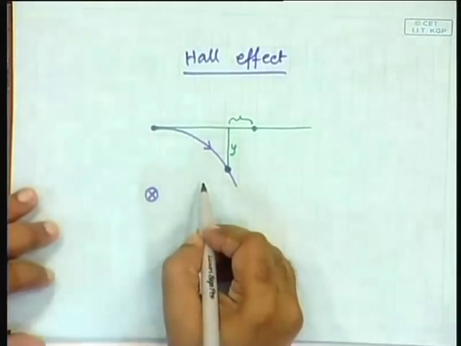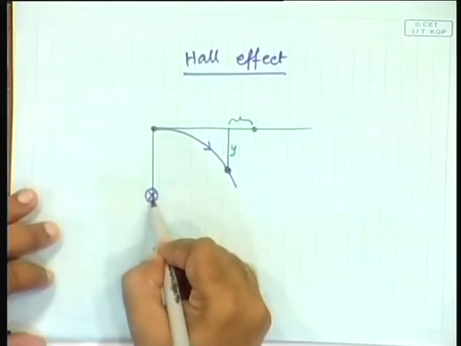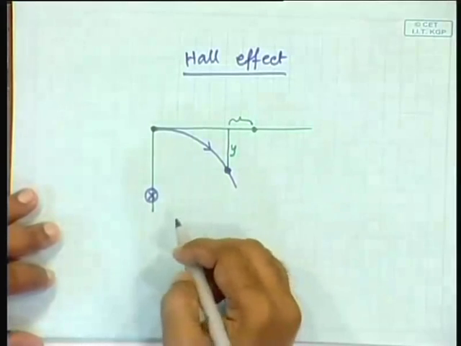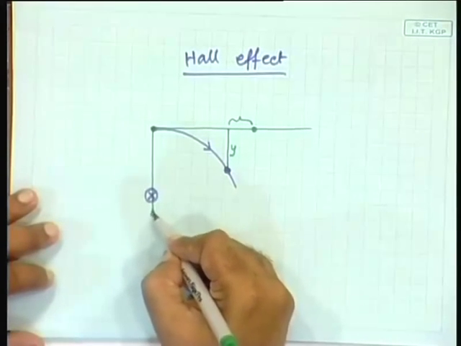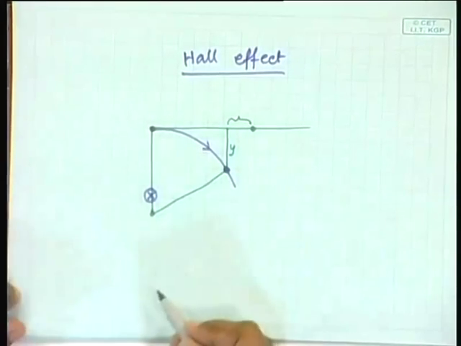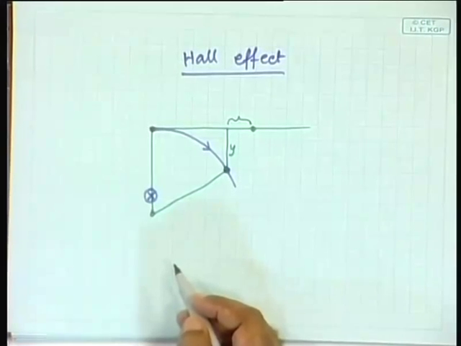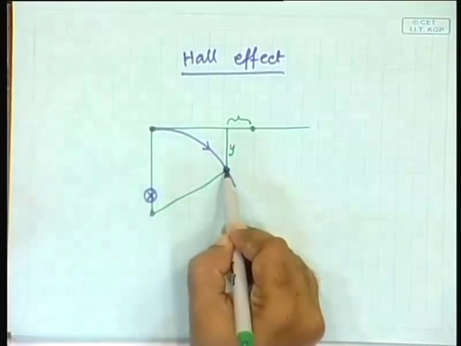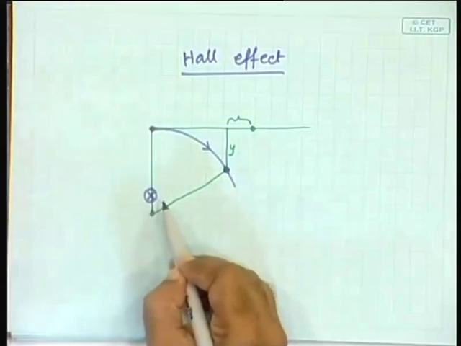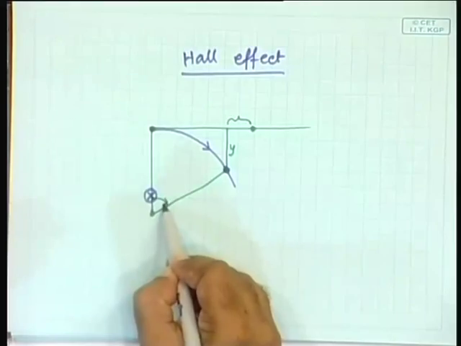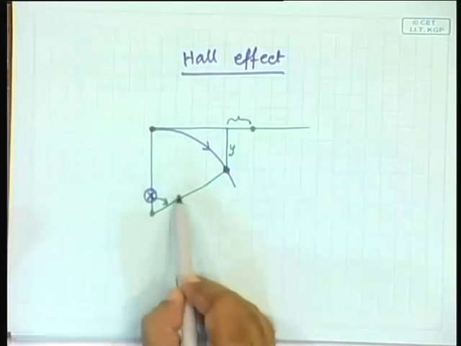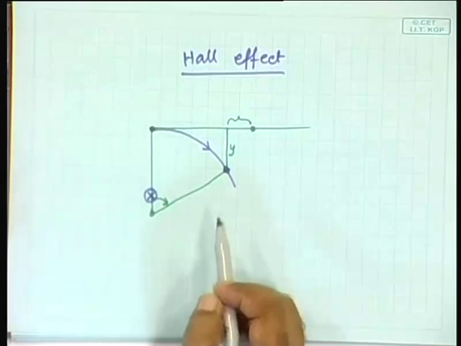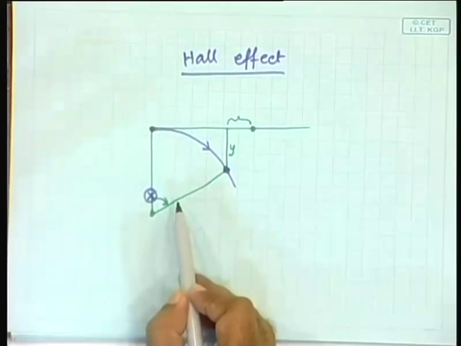How much will that be? So you had this path, and it is, I'll draw it correctly. The center would be somewhere here. So if it travels up to this point before the next collision, then it has traveled by this extent, and what is this related to? That is related to the omega tau. Okay. So that is related to the omega tau.